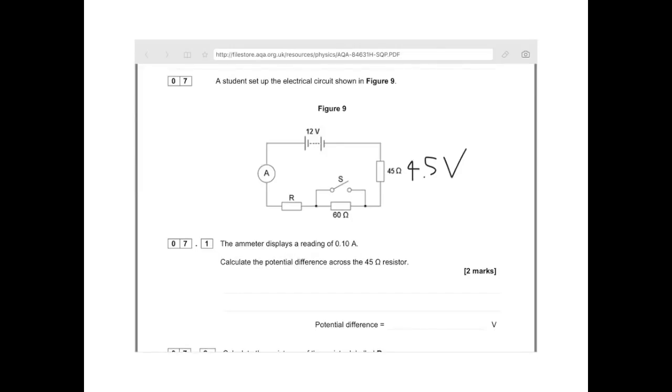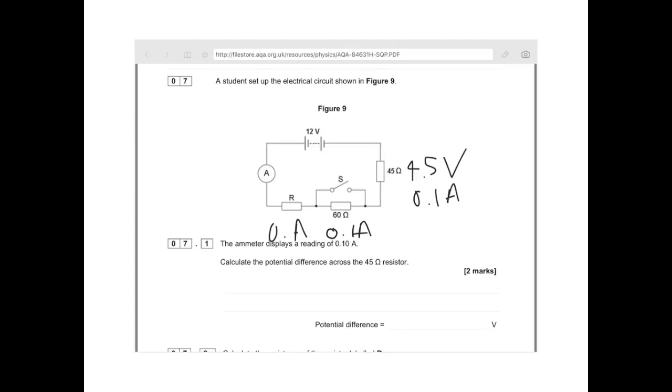The other thing to notice is because the ammeter is displaying a reading of 0.1 amps, remember, because it's a series circuit, we're going to have the same current absolutely everywhere. So we know that it's going to be 0.1 amps here, 0.1 amps here, 0.1 amps here. So first of all, we're going to work out this voltage here, because it will help us work out our final answer. So we're going to use the equation V equals IR to do that.